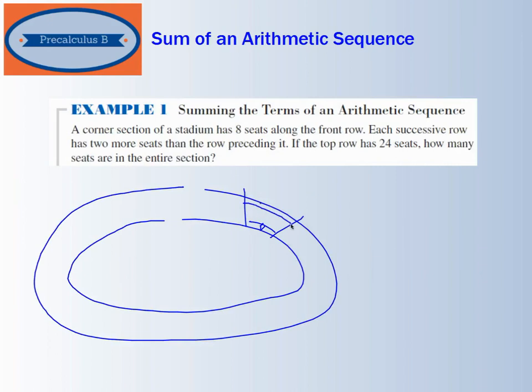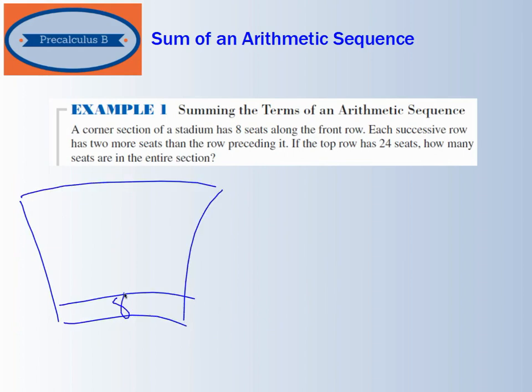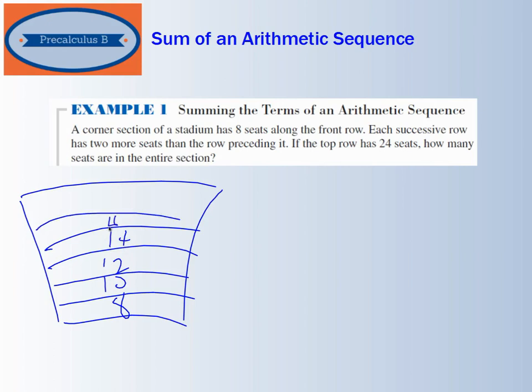You have some section that's like this, and the first row here has 8 seats. The top row here has 24 seats. And the next row is 10, 12, all the way up until the top has 24. So we can think of a section like this: 8 seats, 10 seats, 12 seats, all the way up to 24. 16, 18, 20, 22, 24, and I want to know what's the total number of seats in that entire section.